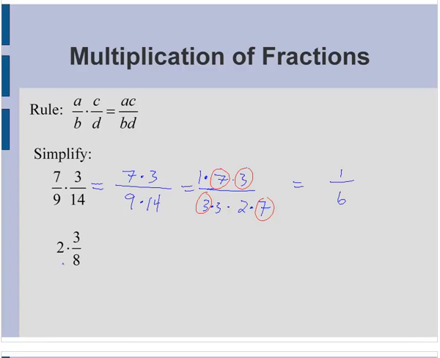2 times 3/8, I'm going to think of that 2 as 2 over 1, right? Because 2 divided by 1 is still 2. So now I have 2 times 3 over 1 times 8. And again, thinking factors, 2 times 3 I can't do much with, but the 8 I can write that as 2 times 2 times 2. I can remove the common factor of 2, and I'm left with 3/4.